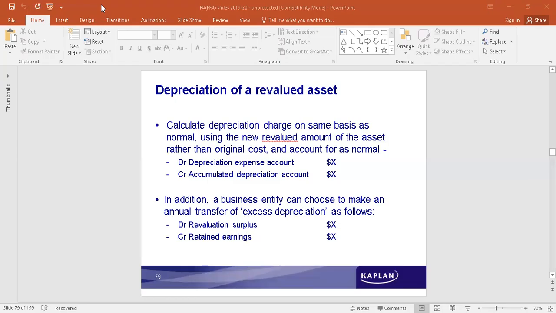When the asset is purchased itself, a new account called accumulated depreciation account is created. So the amount of depreciation will be charged to the accumulated depreciation account.